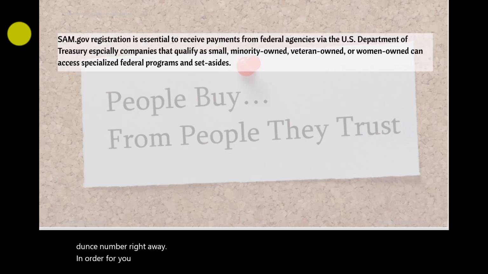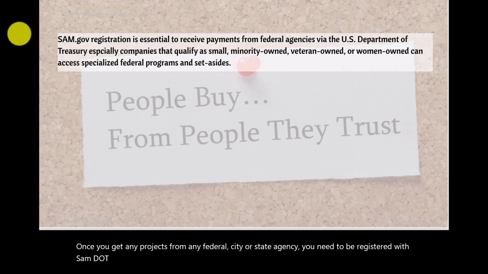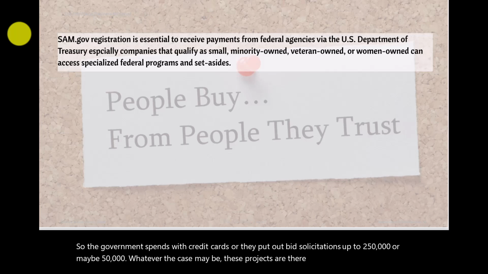In order for you to receive payments, get funding, bid on any type of projects, or to get any leads for any type of federal, city, state, or to get any projects from any federal, city, or state agency, you need to be registered with sam.gov. If you're not registered with sam.gov, you cannot do business with the government. So the government spends with credit cards, or they put out bid solicitations up to $250,000 or maybe $50,000, whatever the case may be. These projects are there for you to actually bid on and win.